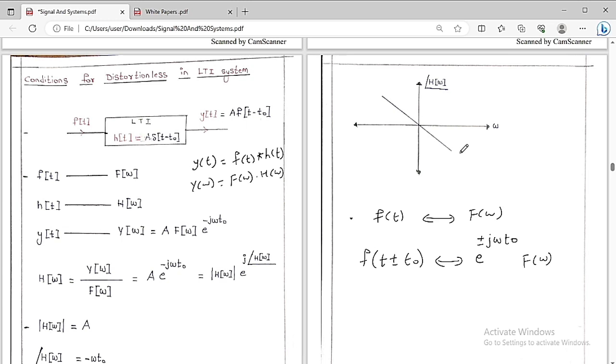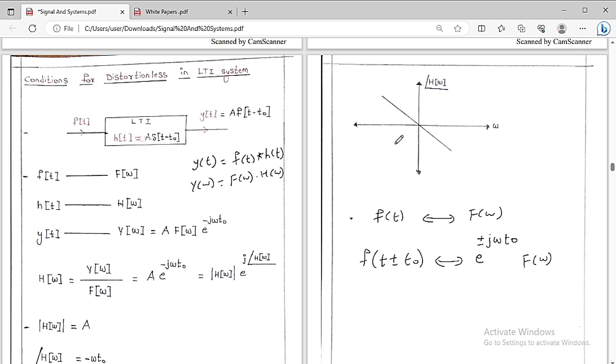Slope is nothing but, here, y is equal to mx. What is y here? Phase angle. And x is nothing but omega. So what is the slope? Minus t naught. So y means here the phase angle of H of omega, and x is nothing but omega. So the slope is minus t naught. So it is a straight line passing through the origin. It is having a negative slope. So this is the graph that we are going to get.